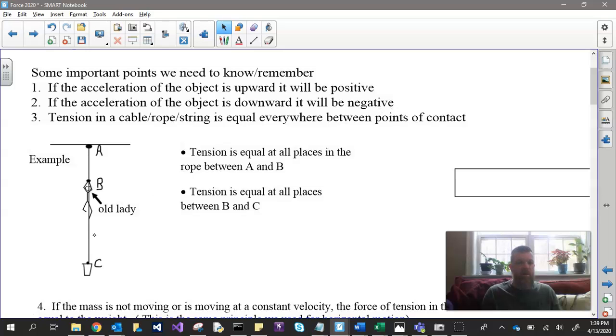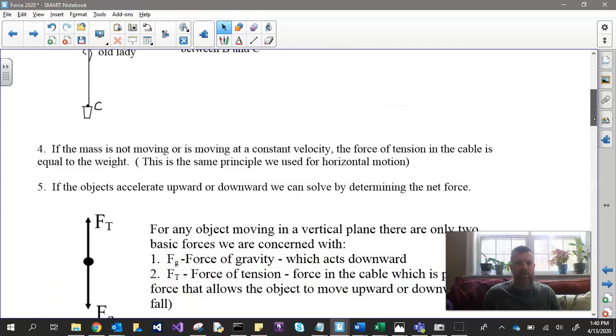If you have a rope like this in the example, it says the tension, which is how much force is in the cable or rope or string or chain or whatever you're doing to pull. The force of tension is the same everywhere between these 2 points. Between point A and B, it's all the same amount of force. Between B and C, it's the same amount of force. But between A and B and C, they're not the same. If you look at it, A has to support everything that's on the rope. From B down, it only has to support from C. And I'll have another video with a slinky to demonstrate that in a little bit.